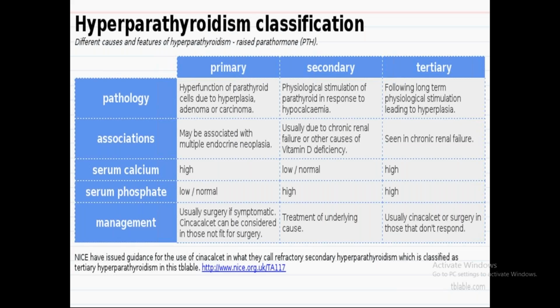Now coming to tertiary. Tertiary follows long-term physiological stimulation, which leads to hyperplasia. It is seen mainly in CKD. There is no other condition which causes tertiary hyperparathyroidism. It is seen only in CKD, where serum calcium levels are high and serum phosphate levels are high. Management is usually cinacalcet, or surgery in those who do not respond to treatment.